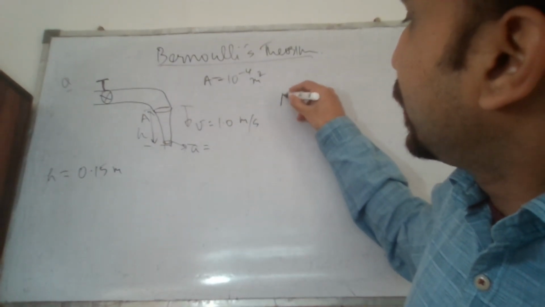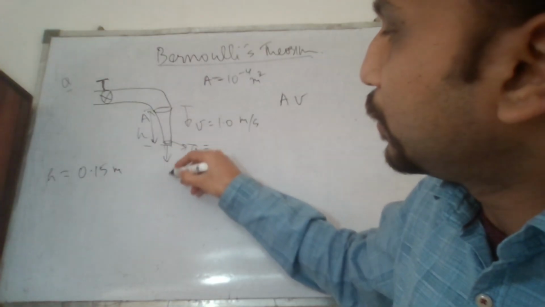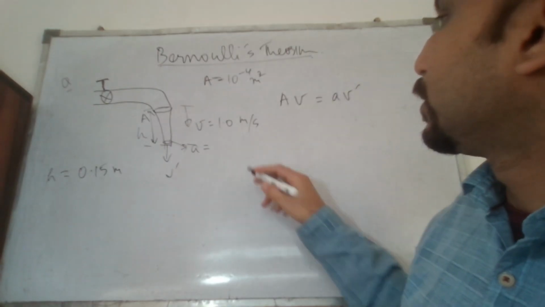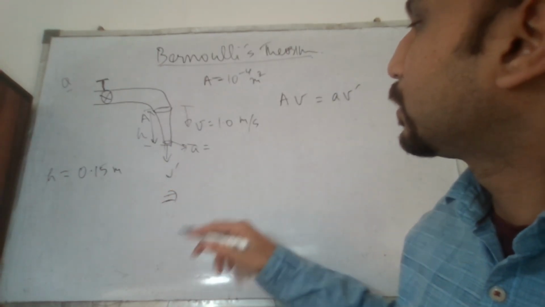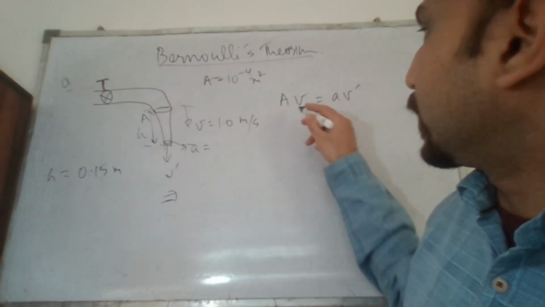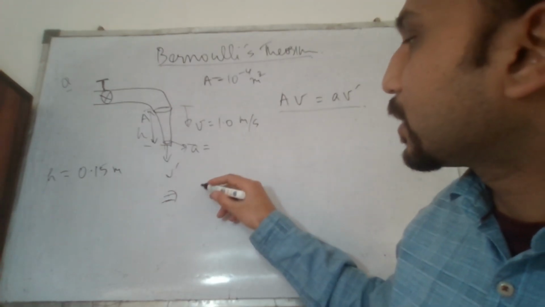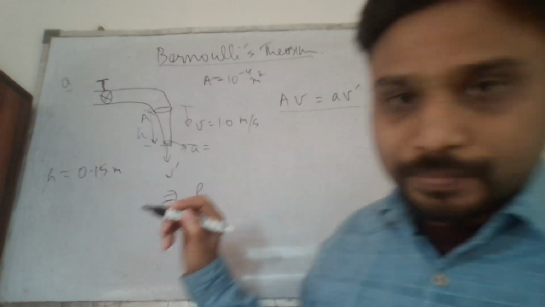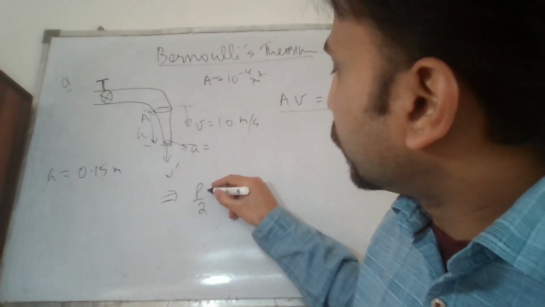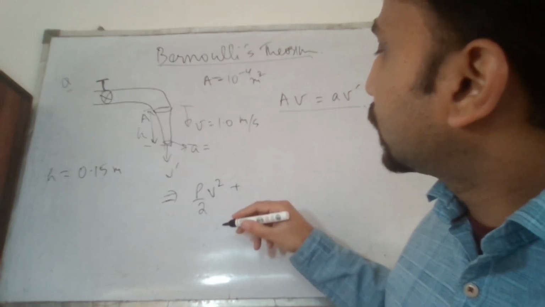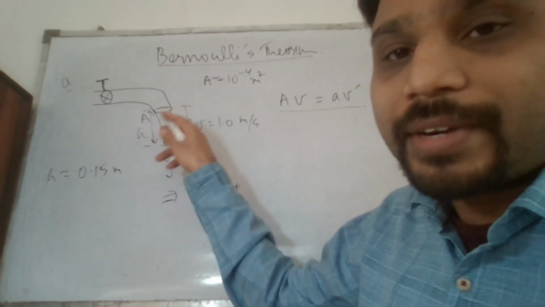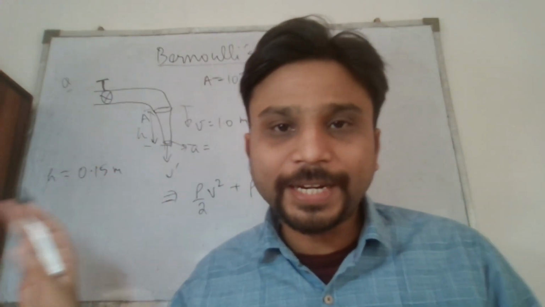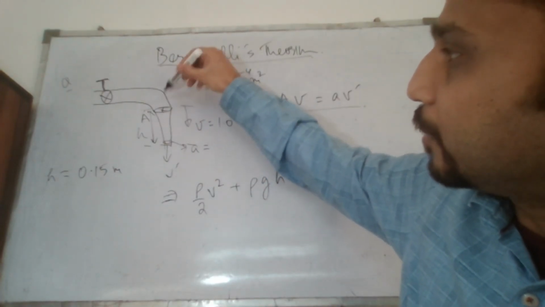So we'll say A into V is equal to a into V dash. This is one of the equations which we can use. The other equation is rho by 2 v square plus rho g h, whatever height we have at that point. So be careful how to put height here. Height is basically put off this point.